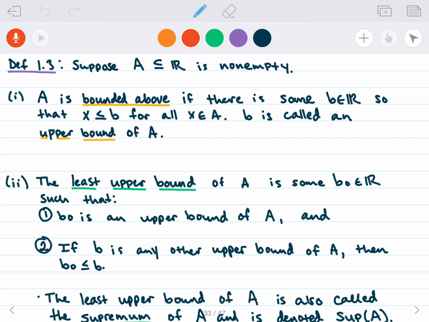Okay, so the first definition is bounded above. A is contained in R as a subset of R, non-empty, and it's bounded above if there's some B in the reals so that x is less than or equal to B for all x in our set A. We call B an upper bound of A.